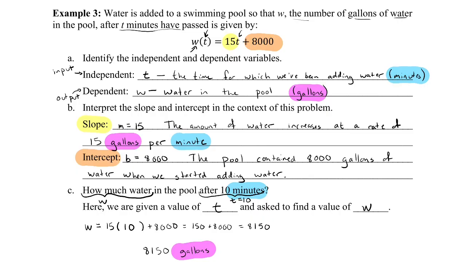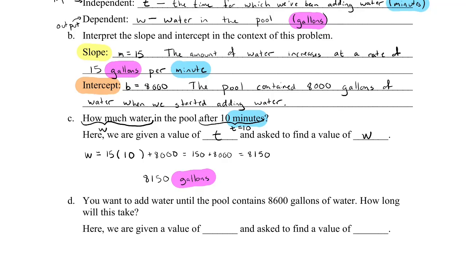Okay, let's see another one. Suppose we want to add water until the pool contains 86,000 gallons. How long will this take? So the pool contains 86,000 gallons. That's telling us W is 86,000. And then how long? That's asking us a question about T. We're given a value of W and asked to find T.